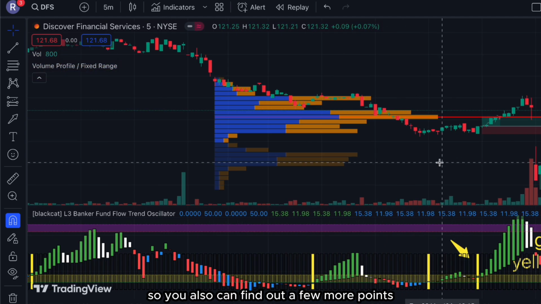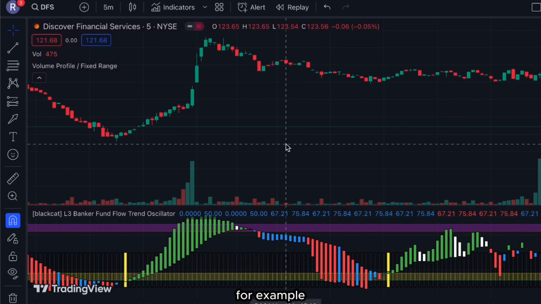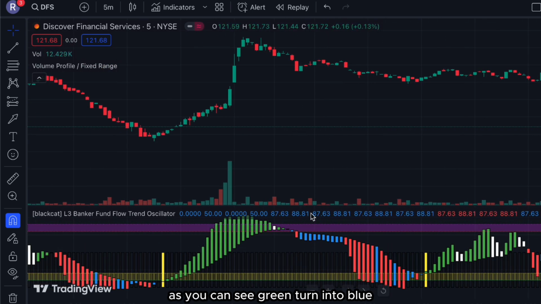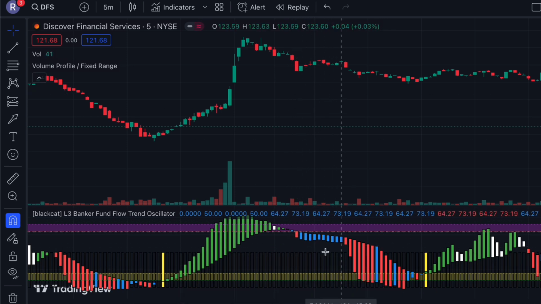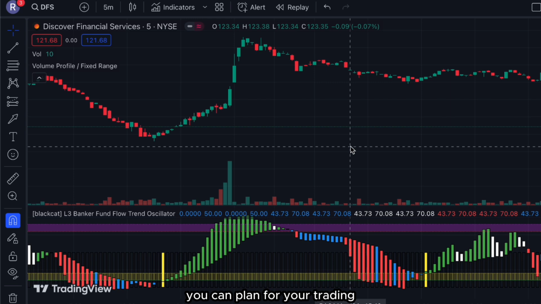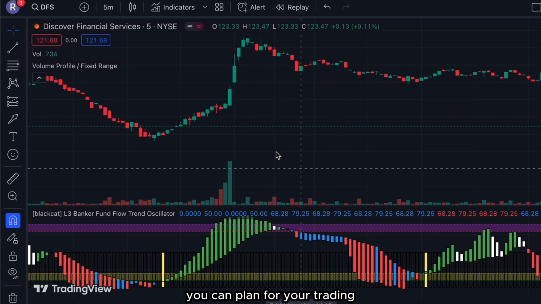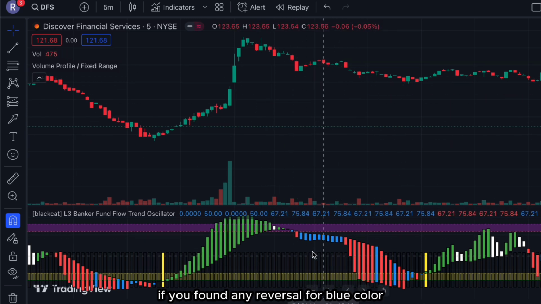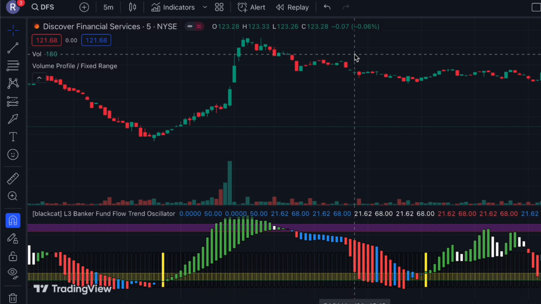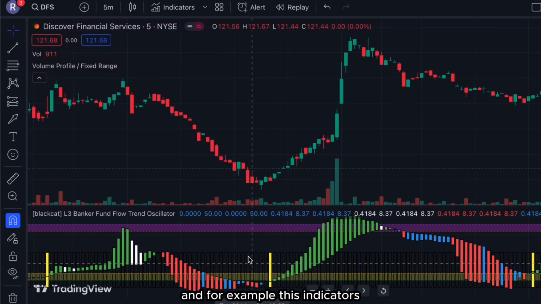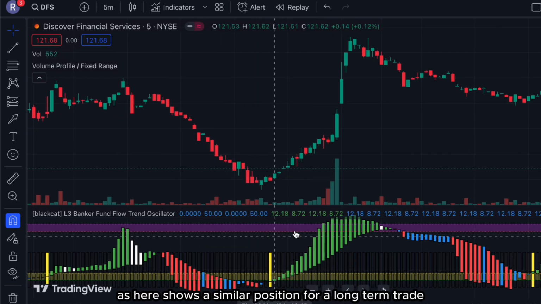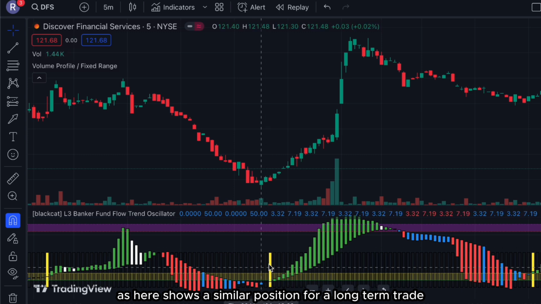So you also can find a few more points. For example, as you can see, green turning into blue shows the reversal signal from the indicator. So after you have a reversal, you can plan your trading. If you find any reversal with blue color, you can plan your trading. And for example, this indicator here shows a similar position for a long-term trade.